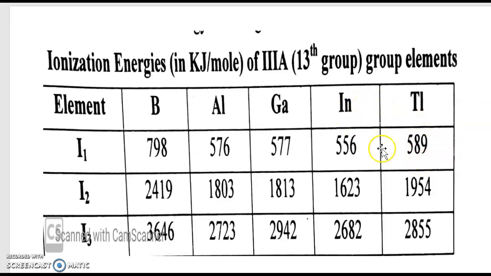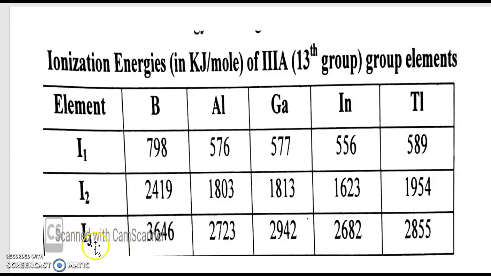These are exceptional cases due to the inert pair effect, but in general the ionization energy value decreases from top to bottom. The first ionization energy decreases from top to bottom, and likewise the second ionization energy. Here boron shows 2419 and thallium shows 1954. Here also the values decrease as we move from top to bottom.